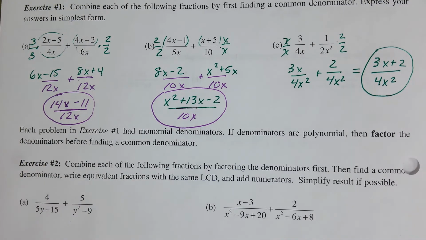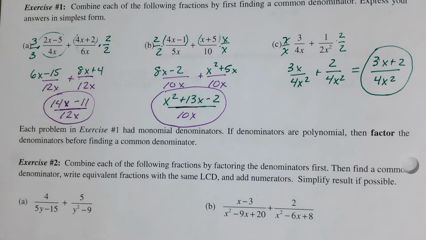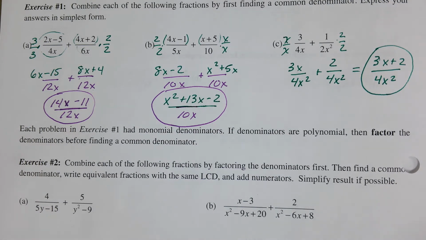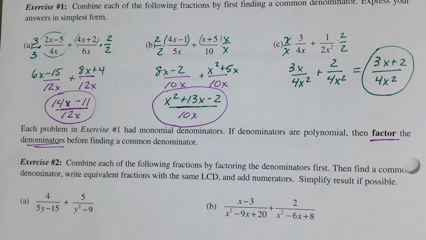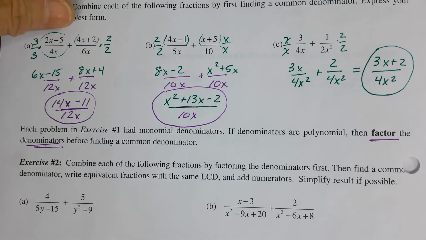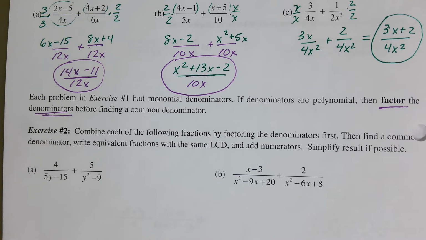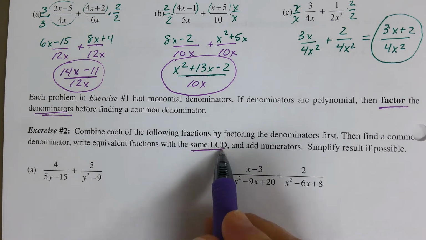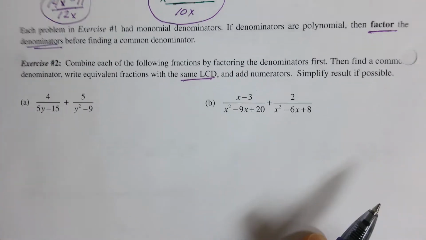Each problem in exercise number 1 had monomial denominators, right? Single term denominators. If the denominators are polynomial, then factor the denominators before finding a least common denominator. Factor the denominators first. Combine each of the following fractions by factoring the denominators first, then find the common denominator. Write equivalent fractions with the same least common denominator, and add numerators. Simplify the result if possible.